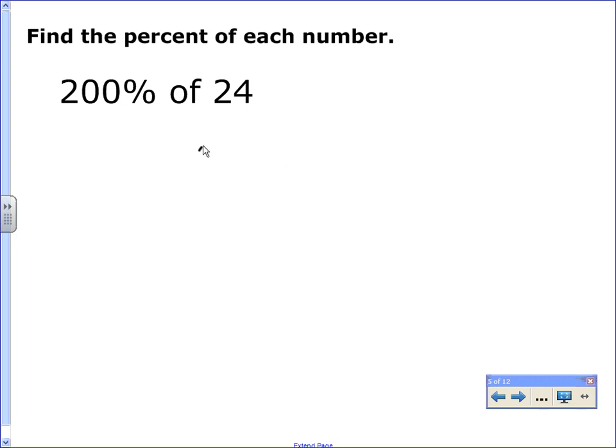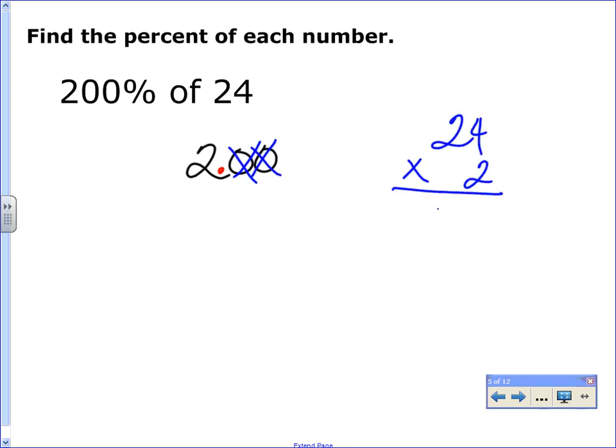All right, 200% of 24. So again, there's that 200%, which is a whole number, which means the decimal for it is here. I'm going to take that decimal and move it back 2 places, which just makes it 2. These trailing zeros go away. So I'm doing 24 times 2. 24 times 2 is 48. So 200% of 24 is 48.